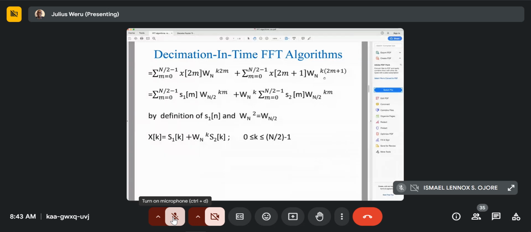But here you can see this is Wn to the power of 2km multiplied by Wn to the power of k. Yeah, that's what this k means. Because this is 2km plus k, which is simply like multiplying Wn to the 2m times Wn to the k. So you can bring the Wn to the k outside.